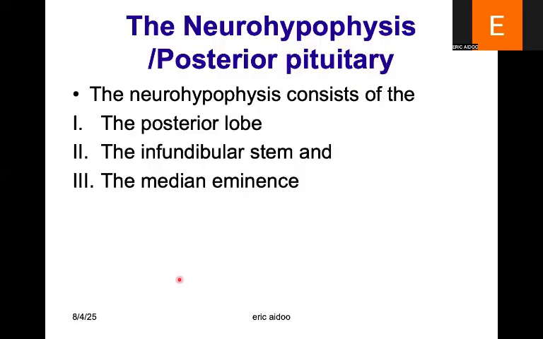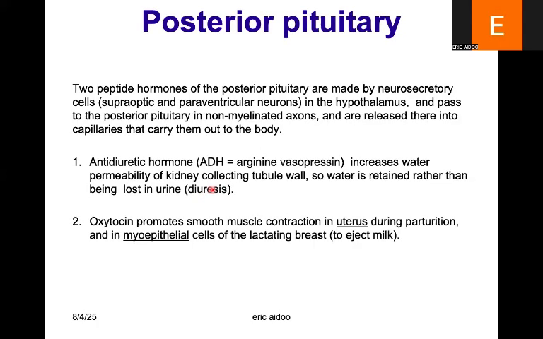The neurohypophysis or posterior pituitary consists of the posterior lobe with the pars nervosa, the infundibular stem, as well as the median eminence. The posterior pituitary releases two peptide hormones produced by the supraoptic and paraventricular neurons, which are the magnocellular system in the hypothalamus, and pass to the posterior pituitary in non-myelinated axons. These are released into capillaries and then into the body.